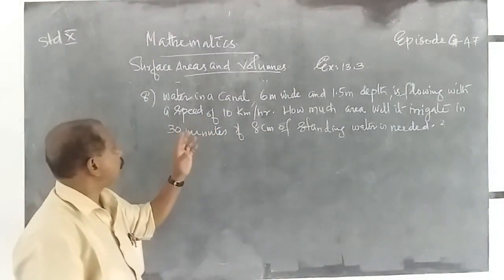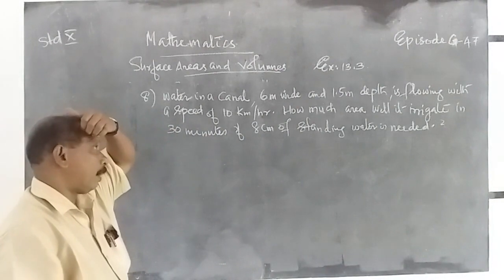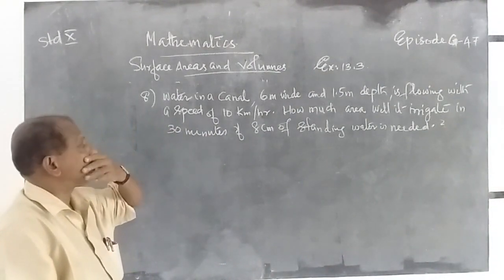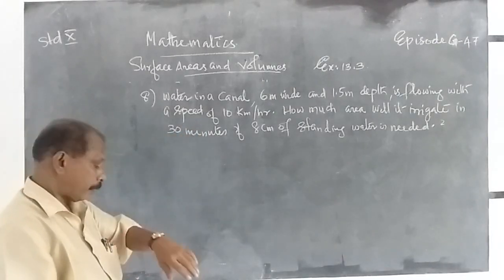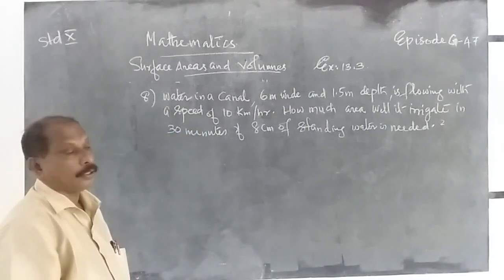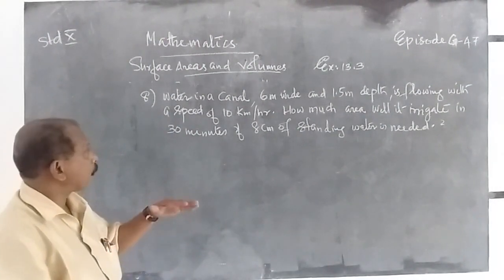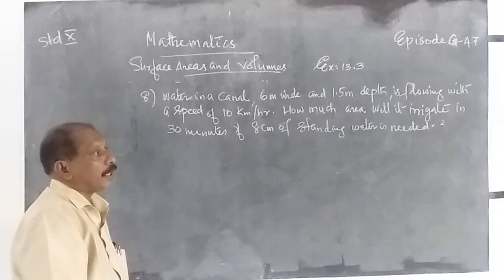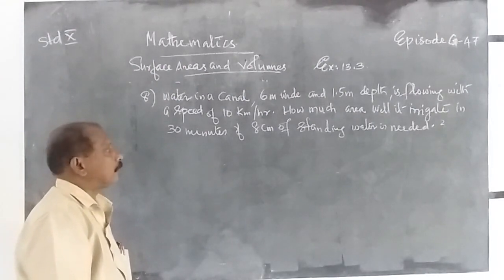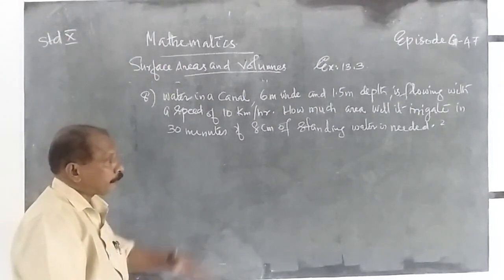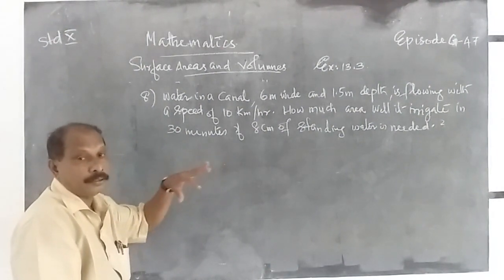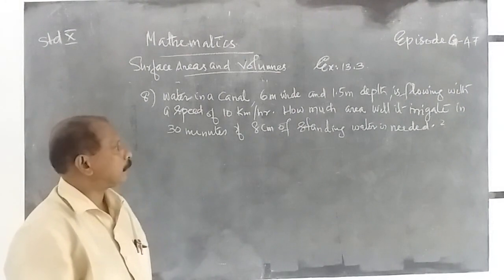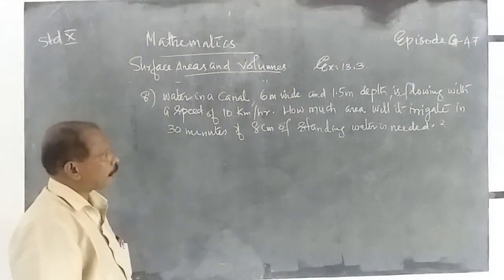Then the question is, water in a canal, 6 meter wide and 1.5 meter depth, is flowing with a speed of 10 km per hour. How much area will it irrigate in 30 minutes, if the standing water in that irrigation field is 8 centimeter? That is the condition. Okay.